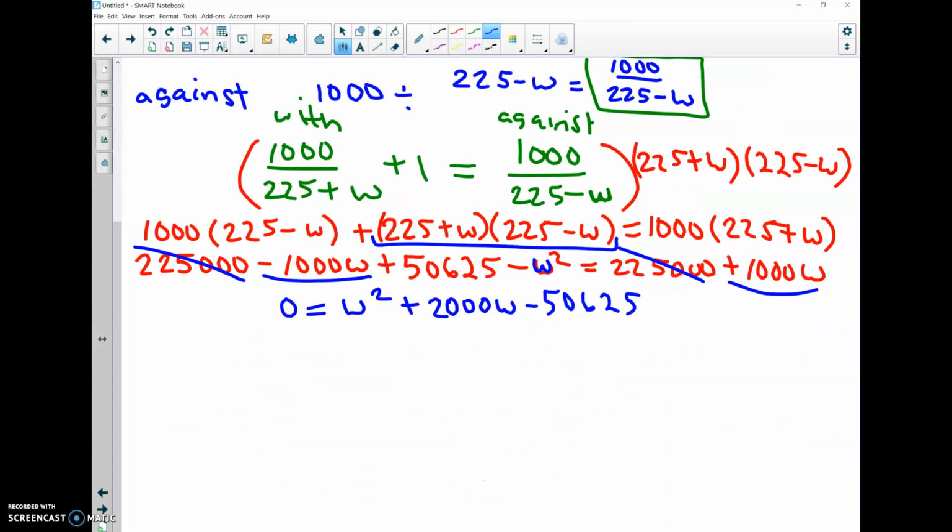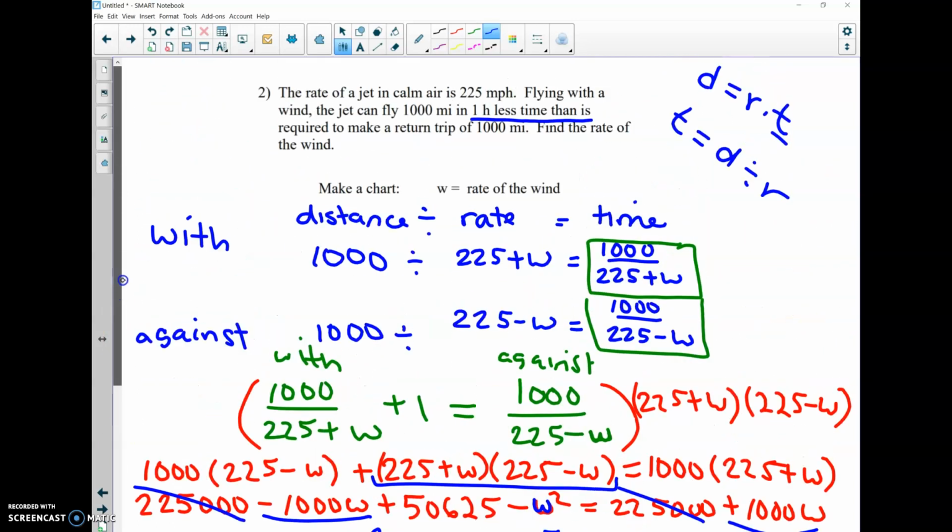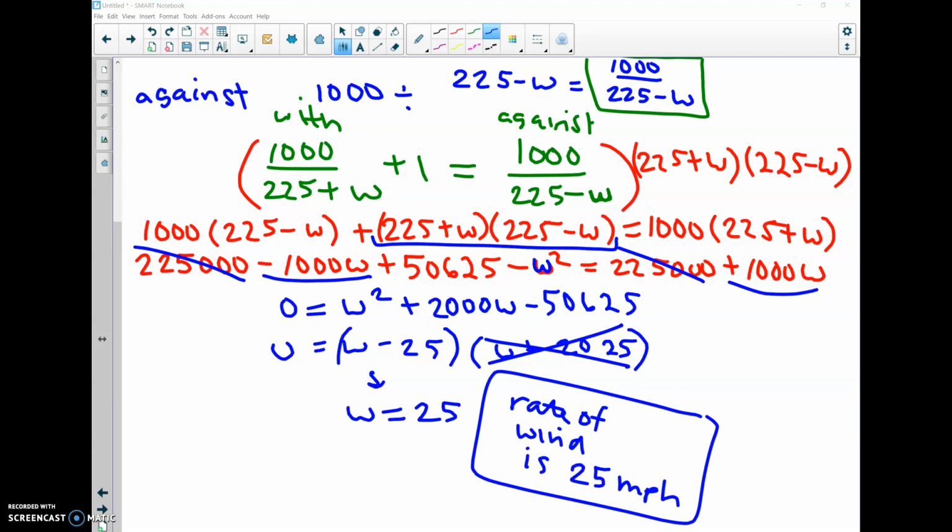Alright, so factoring this would be W minus 25 and W plus 2025. Solving this one would result in W equaling a negative number, so that is not correct. This one here, W equals 25. Looking back up here, they said W was the rate of the wind, and that's what we're looking for. So the rate of the wind is 25 miles per hour. So that would be your answer to question number 2.